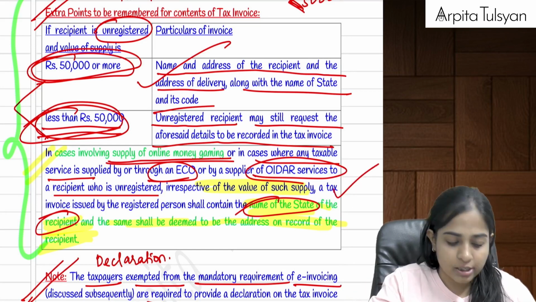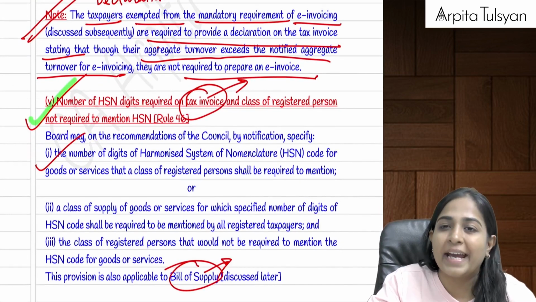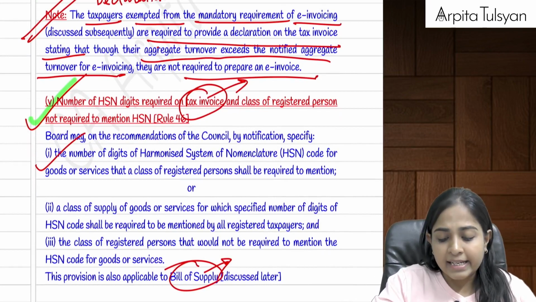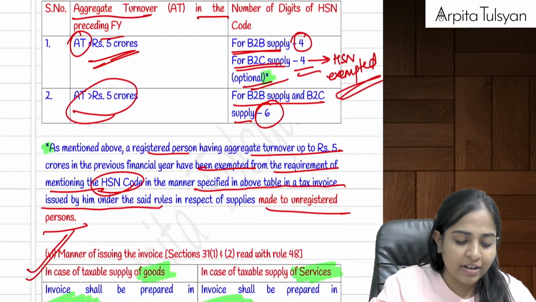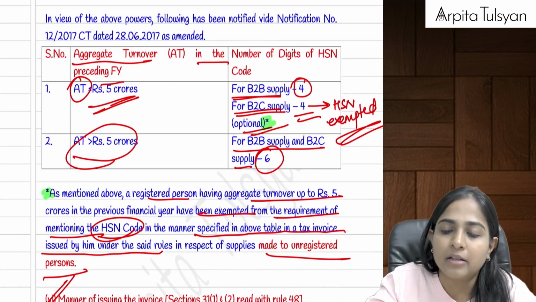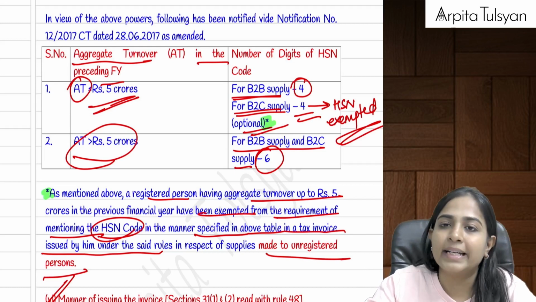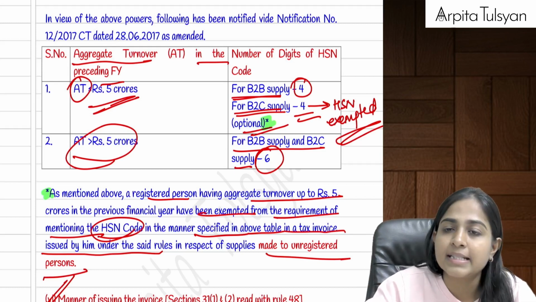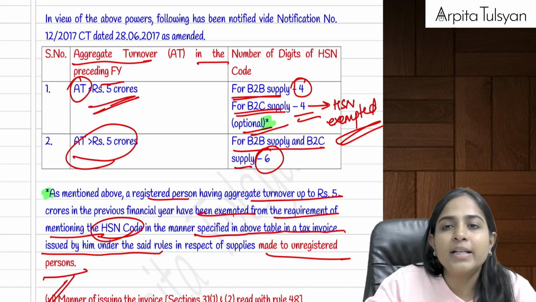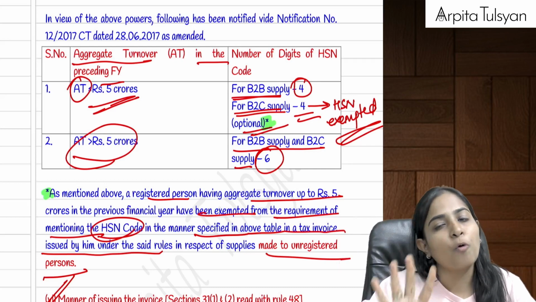Then after that, the next requirement was the HSN number. HSN should also be written in the invoice. One thing is very, very important here: how many digits of HSN should be written in the invoice? If the aggregate turnover in the preceding financial year is less than or equal to rupees 5 crore, a small person, then for B2B supply, 4 digits is mandatory.